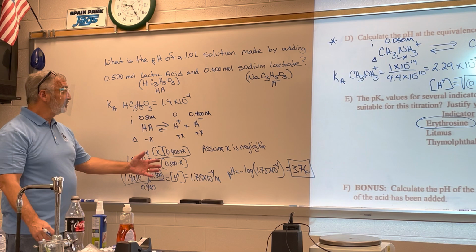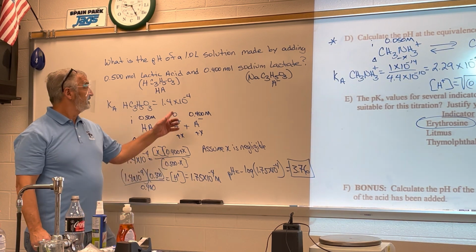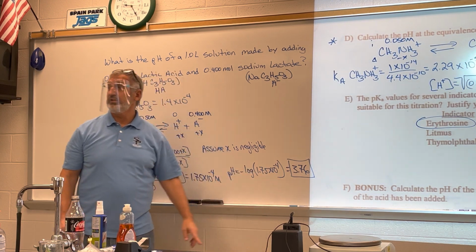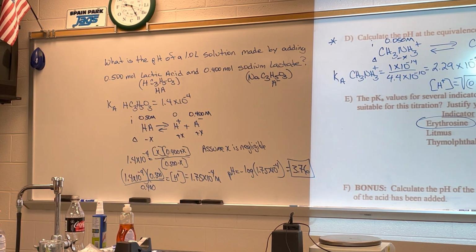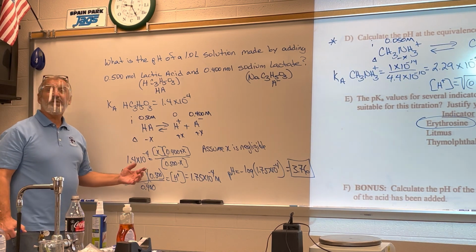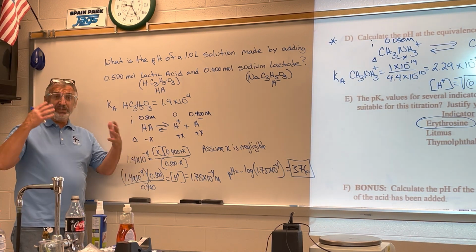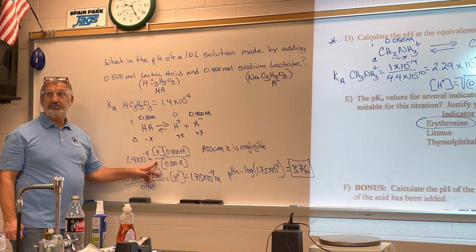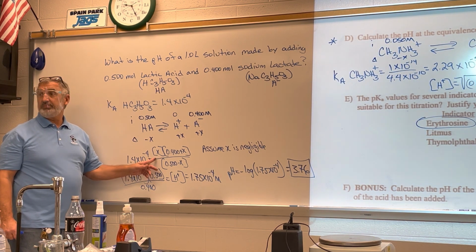Notice we're close to a 50-50 buffer. 10 to the minus 4, we're pretty close to 4 on the pH. So when we make a buffer, the pH of the buffer is going to be close to the pKa of the acid that we're using to make the buffer. So really, buffers are one of the more difficult concepts mentally, but the math is one of the easier problems. It's just a common ion problem.